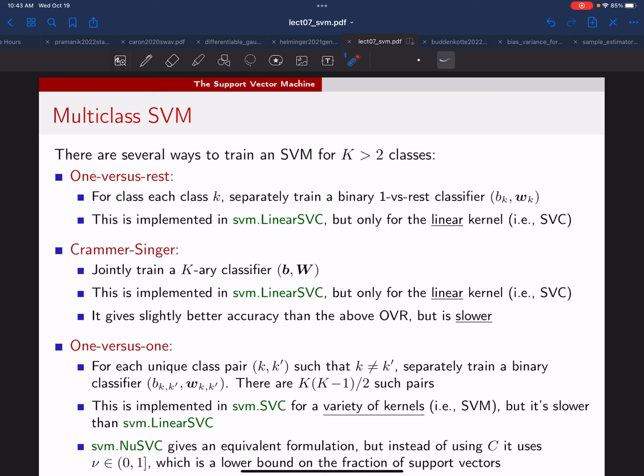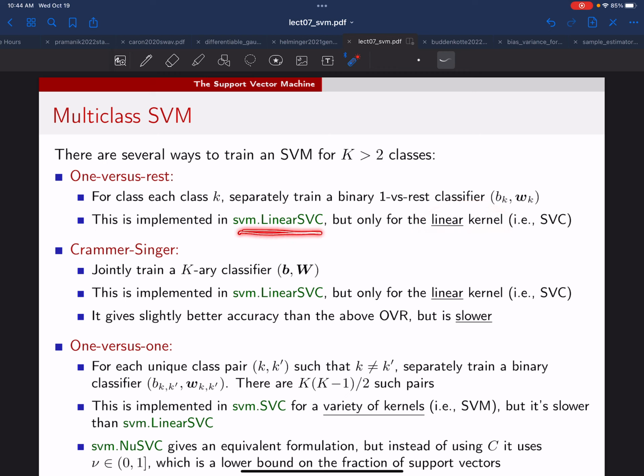So when we have multiple classes, K greater than 2, as we know, one versus rest is one approach we can use. In that case, for each class K, we separately train a b_k, w_k pair rather than jointly. It turns out that the only sklearn function that supports one versus rest is LinearSVC, and in that case we're stuck using essentially the linear kernel. So we can't use our RBF and so on. Unfortunately, the performance of this is a bit limited.